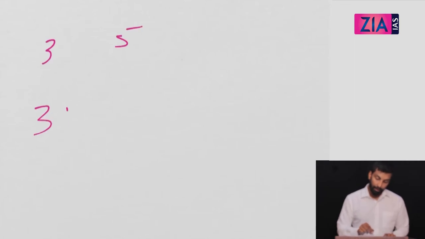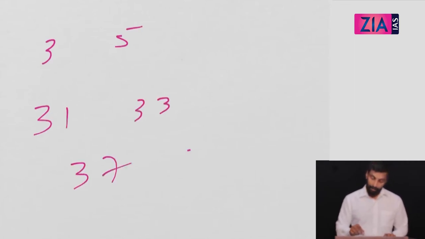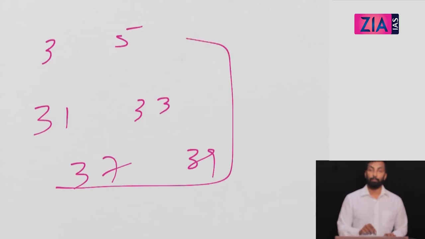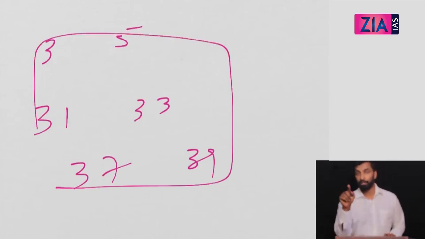Two consecutive odd numbers will also be coprime numbers. You take 3 and 5 or 31 33 or 37 39, they will be coprime numbers. So two consecutive natural numbers, two consecutive odd numbers, and any two prime numbers, all these are coprime numbers.